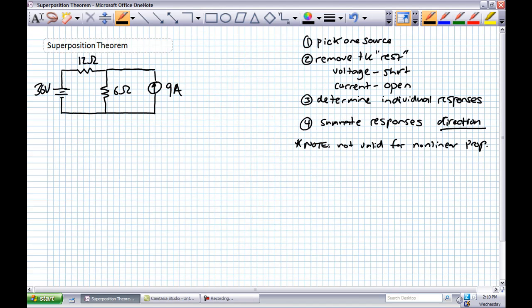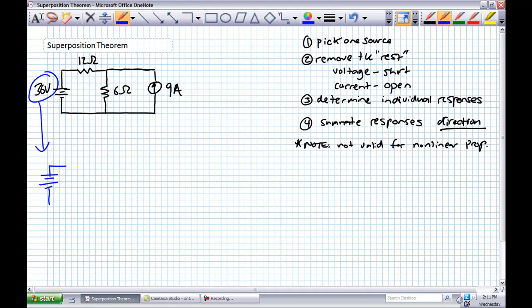Okay, so here is our second example. It looks like we've got another 2-source circuit with a 36 volt source on the left. In this particular case, it's a 9 amp current source on the right. Okay, so again, pick one source. What do you want to do? Let's do this 36 volts. From the perspective of 36 volts, what does this circuit look like?